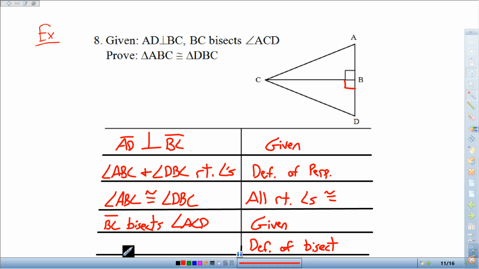But what is being bisected? What congruent pieces do I get out of it? Well, angle ACD is being bisected, this angle right here. So it's being cut into two congruent angles. This angle is congruent to this angle. I'm going to call this top one angle ACB. So angle ACB is congruent to this angle on the bottom, DCB.